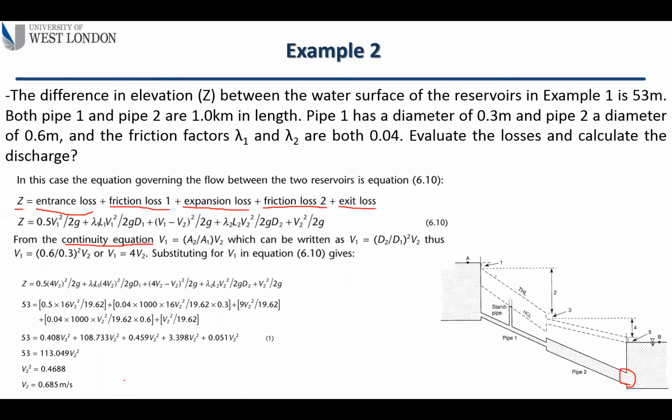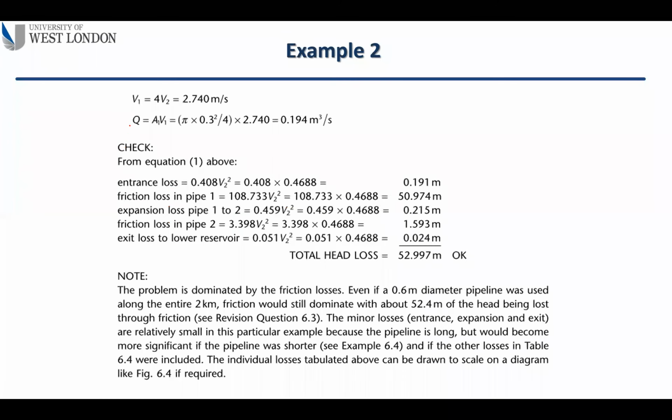So that is the example. That's the result for section 2, but we need to calculate the V1, and V1 is equal to 4 times V2, which is equal to 2.74 meters per second. And the discharge also needs to be calculated based on the continuity equation. We can write A1 V1, or we can use A2 V2, it doesn't matter. So we're going to use A1 V1. A1 is pi times 0.3 squared over 4 times 2.74, and the result is 0.194 cubic meters per second.